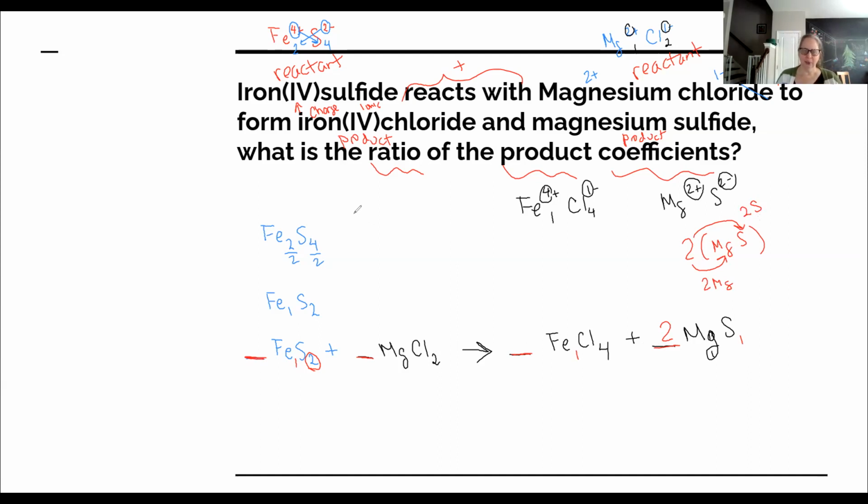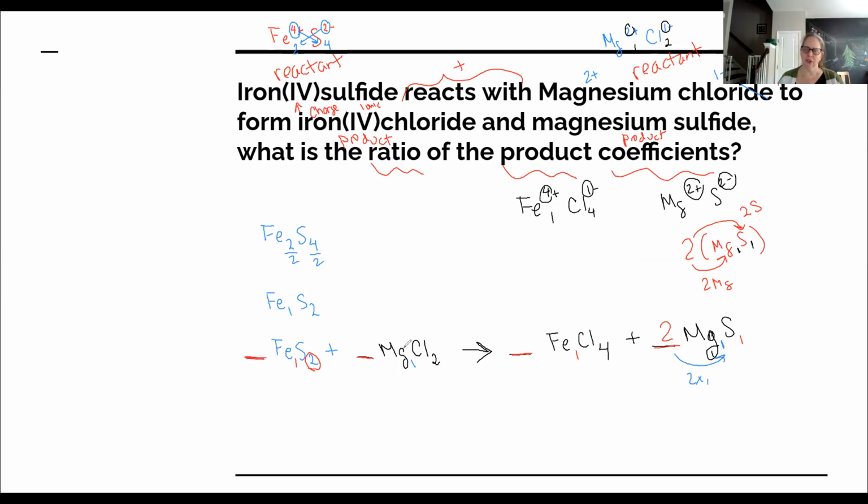How did I know that they're 1s? Because remember, we take those 1s off because we're lazy and we don't have to hit the subscript button and then write the 1 when it's a 1. So if you don't see anything there, you're multiplying times 1. All right, magnesium, 1 magnesium on the left, 2 magnesiums on the right. Why? 2 times 1 is 2.